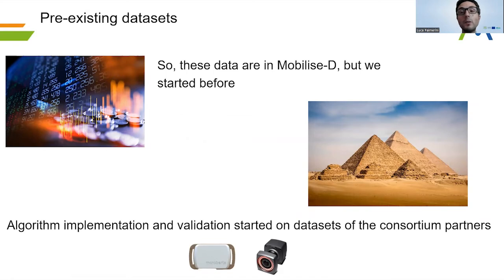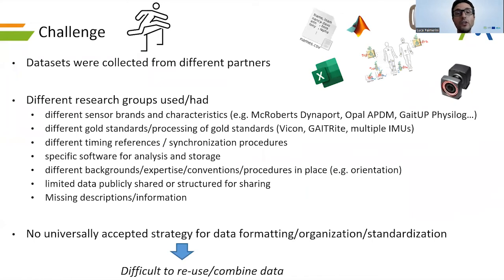So these data are in Mobilise, but we actually started before with datasets from the consortium partners that were already available when Mobilise started. Algorithm implementation and validation started on these datasets, but there was a related challenge, as datasets were collected from different partners, and different research groups used sensors with different characteristics, gold standards with different characteristics, different synchronization procedures, different software for analysis, different procedures for many topics.